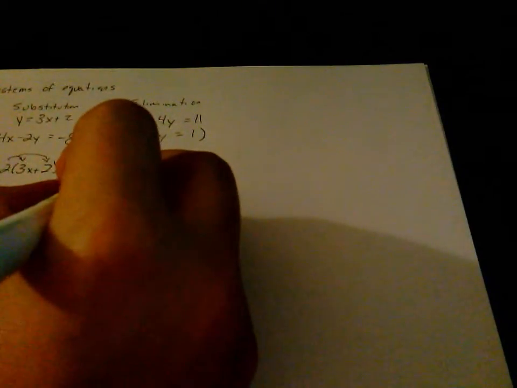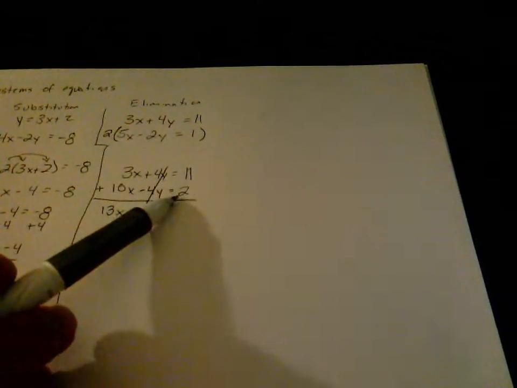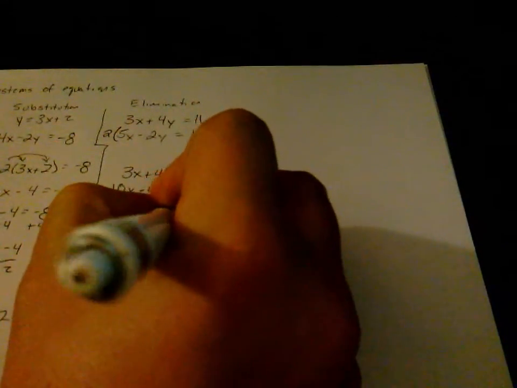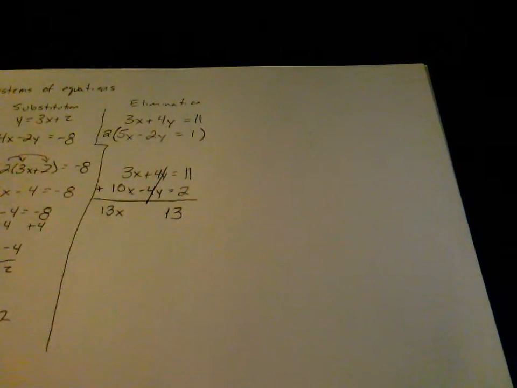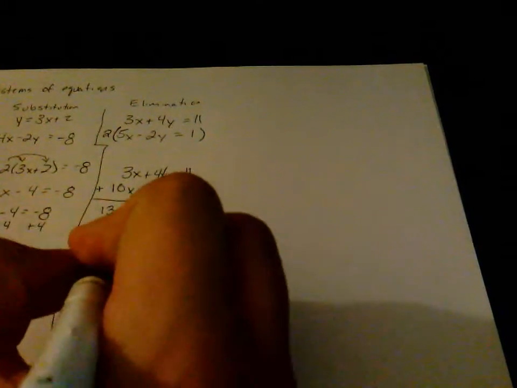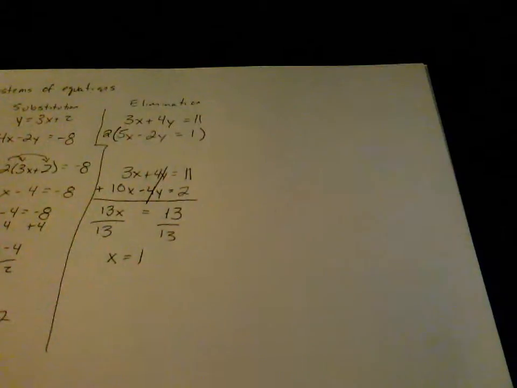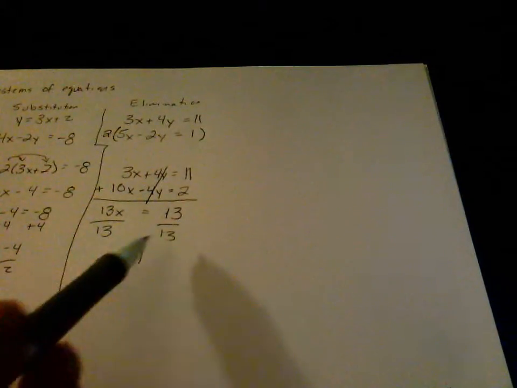Now that we've done that, we've changed this to this, we're going to combine downwards. That means to add downwards. Okay, so this is a positive 3 plus a positive 10, gives us a 13x. A positive 4 plus a negative 4, so positive plus a negative of the same number crosses out. And then finally 11 plus 2 gives us 13. Okay. Next step is pretty easy, since we just divide by 13 to get x by itself. So x equals 1.